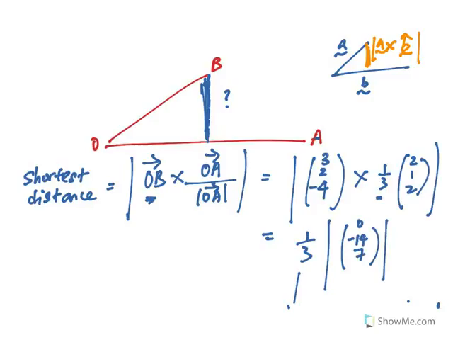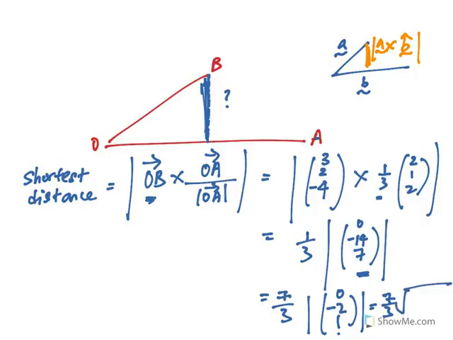Alright, so all I need to do is just find the magnitude of this number here. In fact, what you can do is you can even take out 7. So if you take out the factor 7, you end up with the vector (0, negative 2, 1). And this will be even easier for you to compute your magnitude. So it's 7 over 3 times the square root of 0 squared plus negative 2 squared plus 1 squared, and you will end up with 7 root 5 over 3. Okay, so this is the answer for part B. This is the shortest distance from B to the line OA.